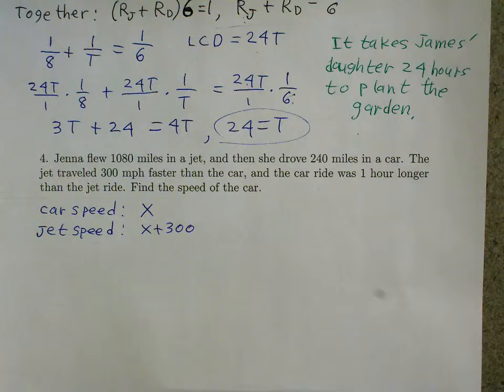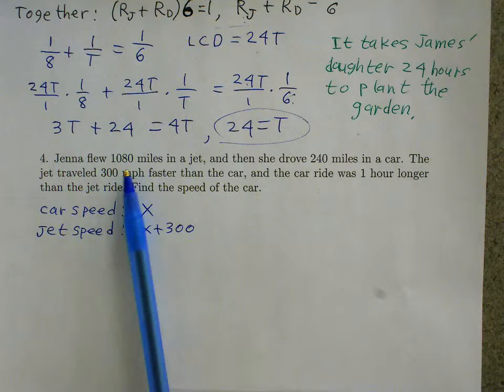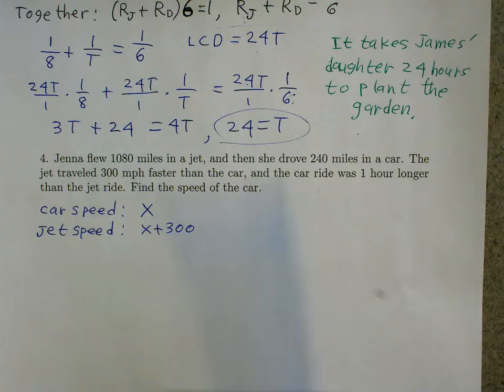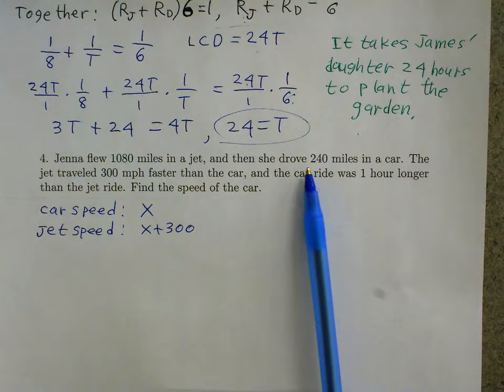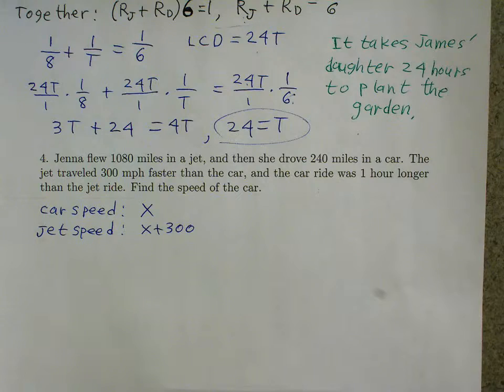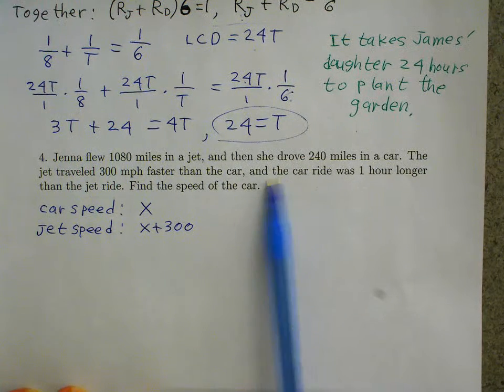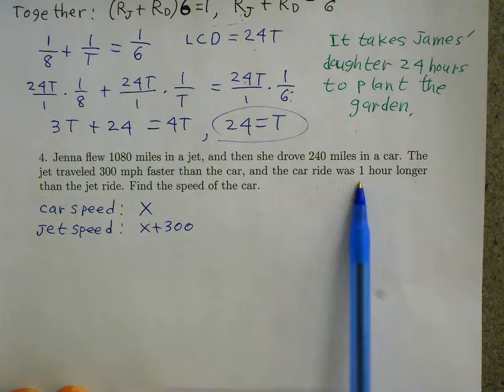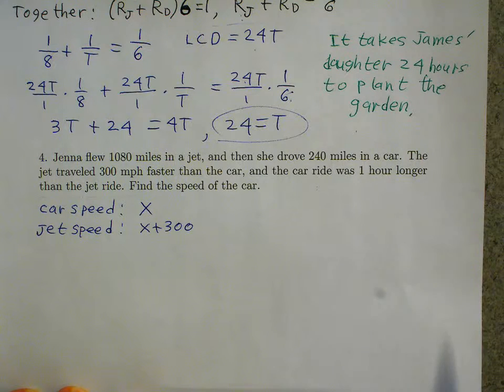Okay, so now what? Well, we're told the distance flown by the jet. 1,080 miles is the distance flown by the jet. The distance driven in the car was 240 miles. And then we're also told that the car ride was 1 hour longer than the jet ride.